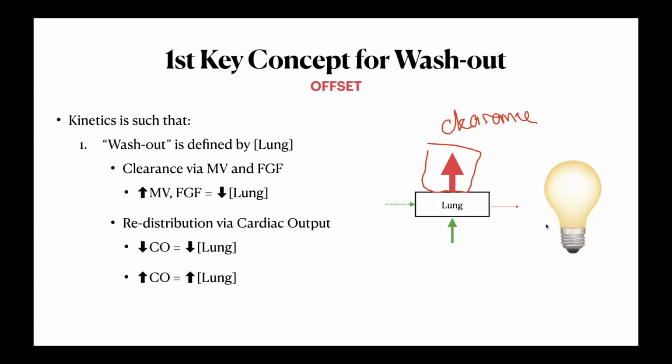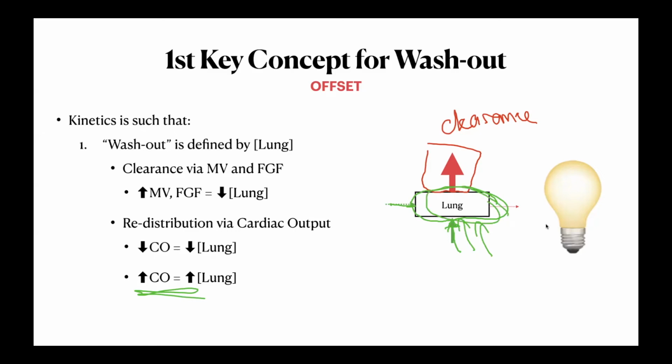Redistribution is via cardiac output. In other words, what you're bringing back into the lung. And if you decrease your cardiac output, you are going to be decreasing the concentration in the lung. What I mean by that is that if you've got less delivery of volatile in the lung, this compartment here is able to be cleared a lot more rapidly, versus if you were bringing back a lot more drug back into the lung, then obviously it's going to take a lot longer to clear what's in the lung.